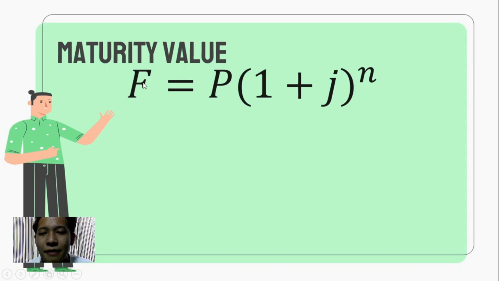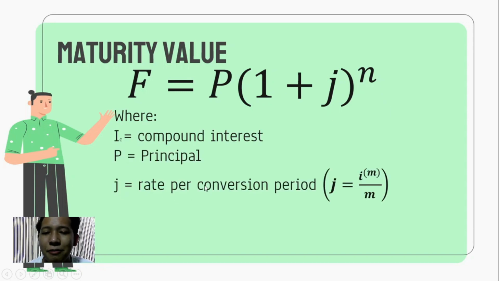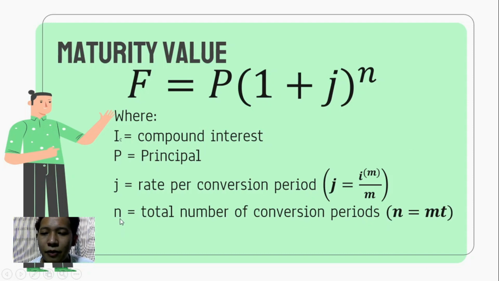So we have here F, or the future value, is equal to P times (1 plus j) raised to n, where P is our principal, j is the rate per conversion period. Kinukuha natin yung rate per conversion period using the nominal rate and the frequency of conversion. And then we also have the n, which is the total number of conversion periods, to which nakukuha natin siya kapag minultiply natin yung ating frequency of conversion with that of the time in years.